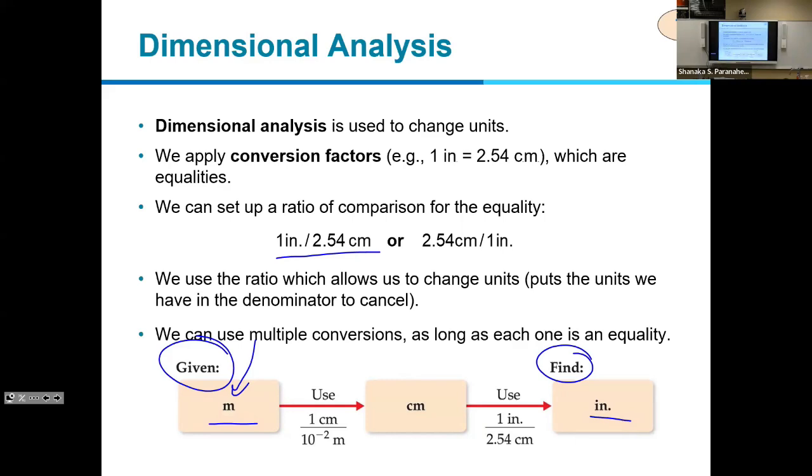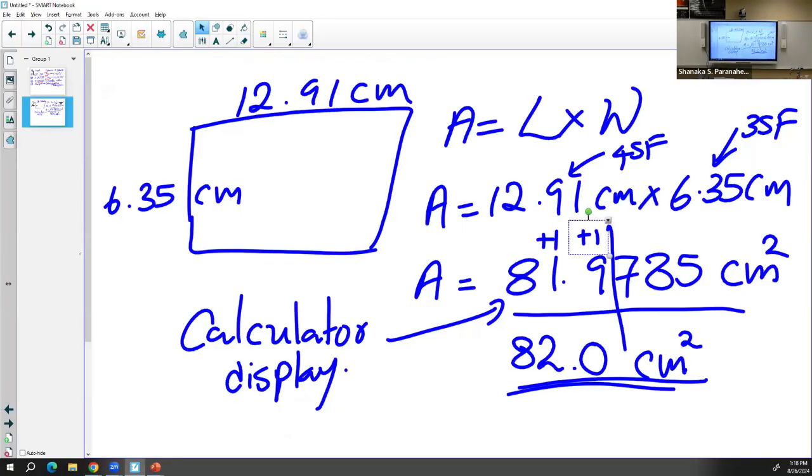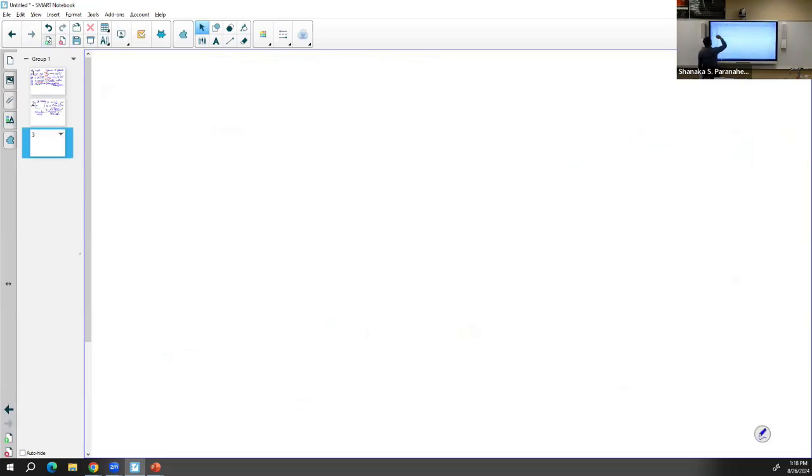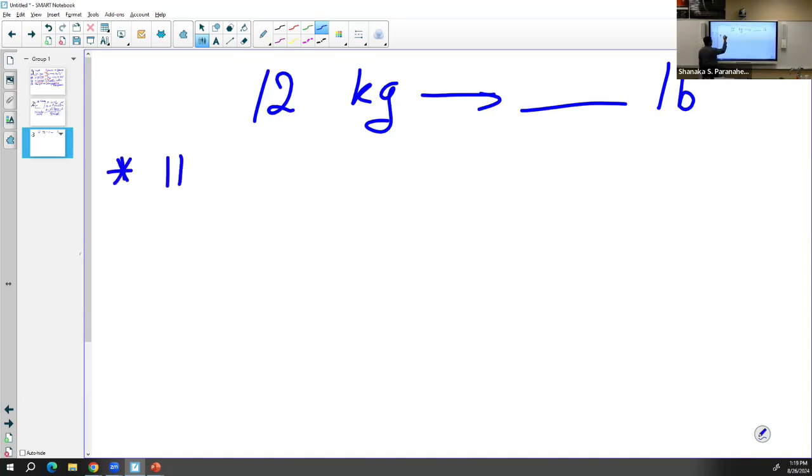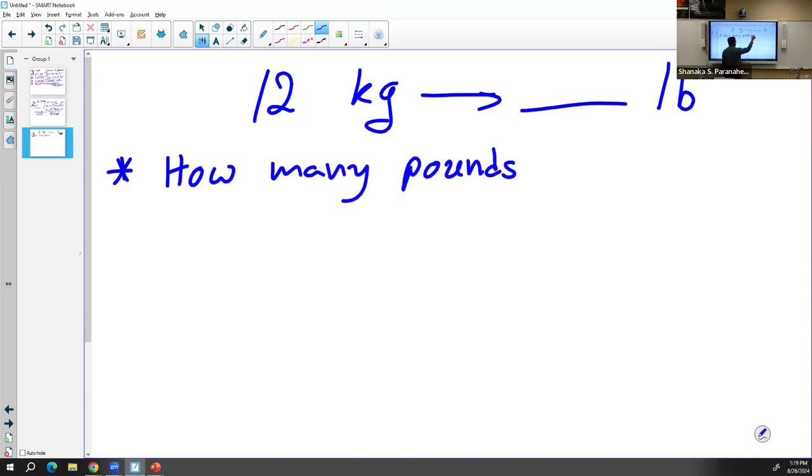So let me start from a simple example. I'm sure most of you will be able to answer this question, but I'm going to explain it from the beginning. As an example, let's say we want to convert 12 kilograms into pounds. So this is going to be my given unit. Let me write this in words: how many pounds in 12 kilograms? This is my question. You're going to get a question like this.